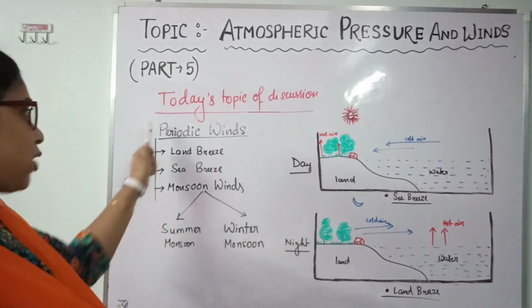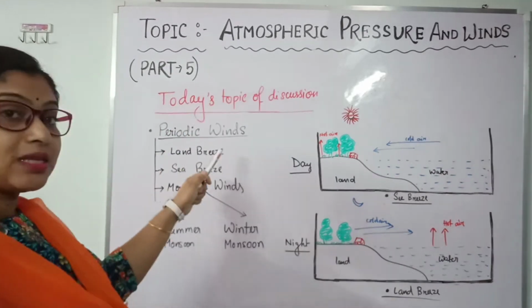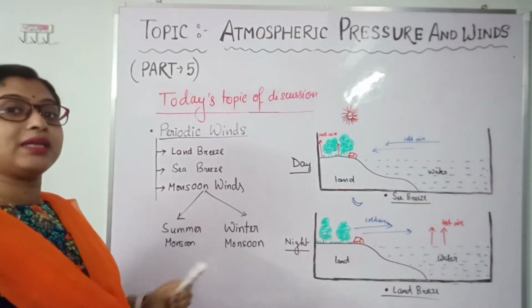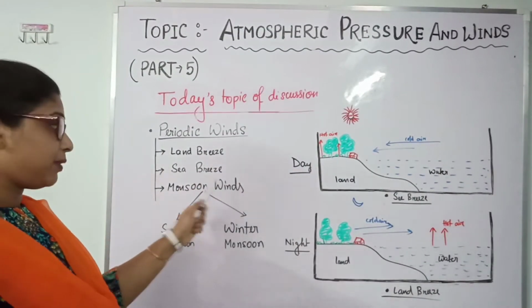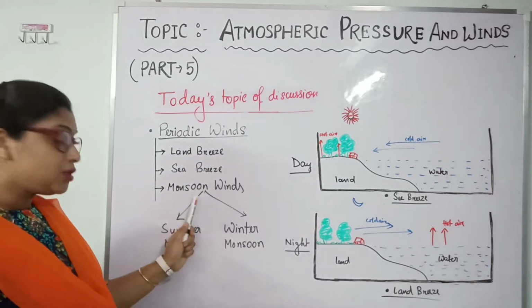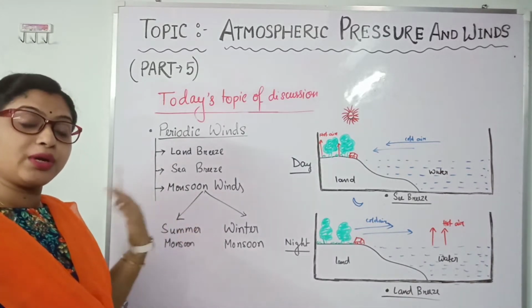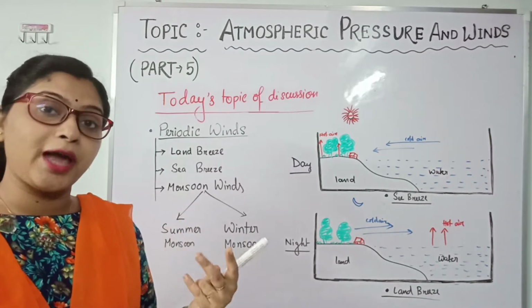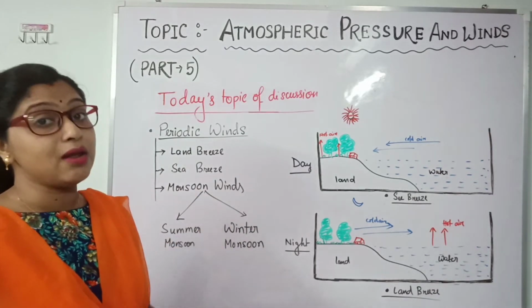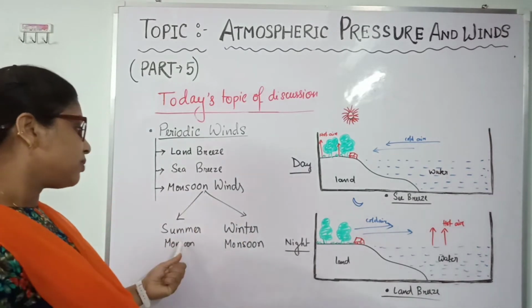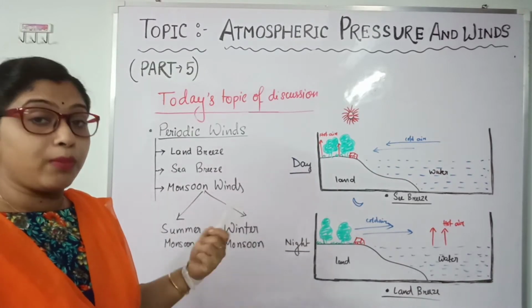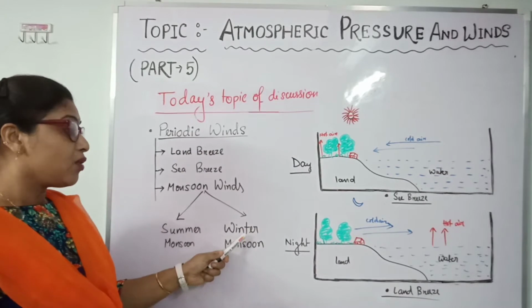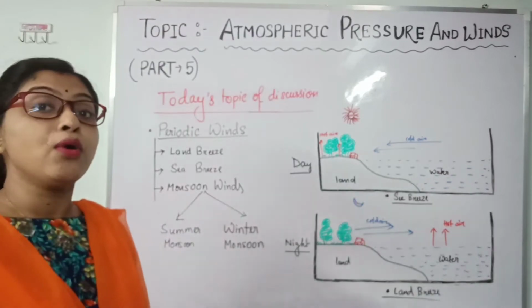So today's topic of discussion is periodic winds, and there are basically three main types I have written: land breeze, sea breeze and monsoon wind. The monsoon wind also has two different types, summer monsoon and winter monsoon. Summer monsoon means the monsoonal wind that blows in India in the summertime, and the other is the winter monsoon, at the time of the winter season.